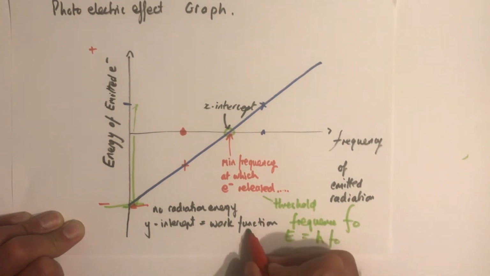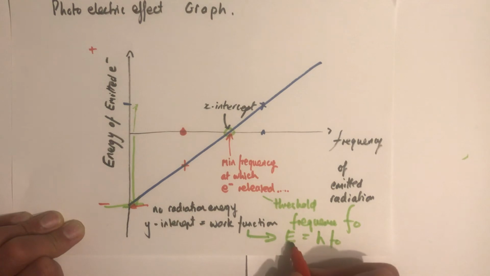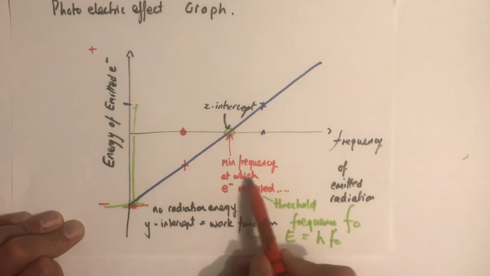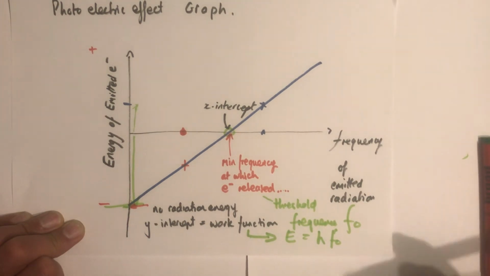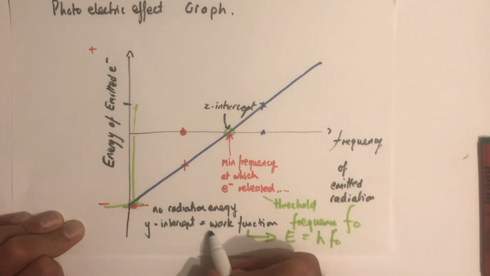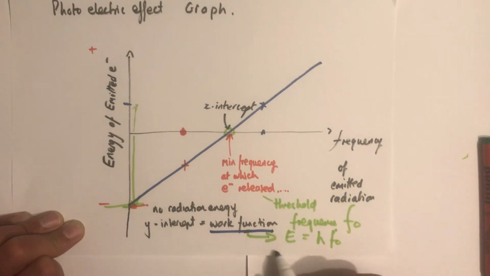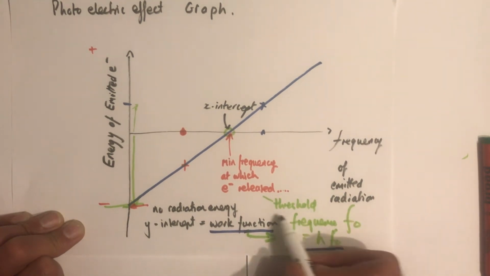Okay, so the work function is the amount of energy given by Planck's constant times the minimum frequency at which an electron is released. That's quite an important point: the work function is given by E equals hf0, and f0 is important. It's called the threshold frequency.